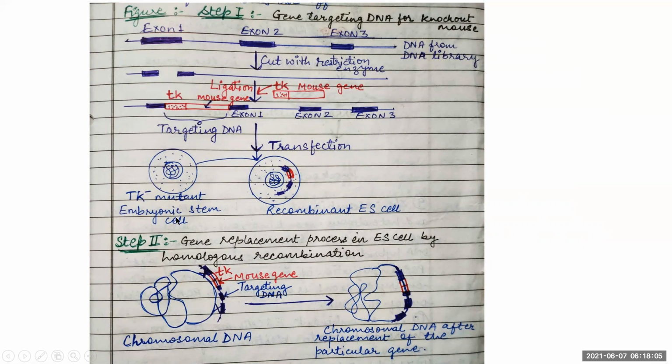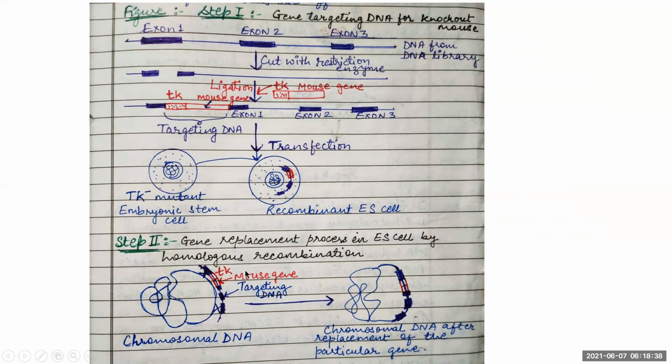So now you collect embryonic stem cells. Okay, the embryonic stem cells are collected from where? From the blastocyst, the inner cell mass of the blastula. And these embryonic stem cells are kept in calcium phosphate solution. And they are mixed with the targeting DNA. They are mixed with the clone DNA and allowed to undergo transfection. Now you can see this is the chromosomal DNA of the embryonic stem cells. And now your targeting DNA is present inside.